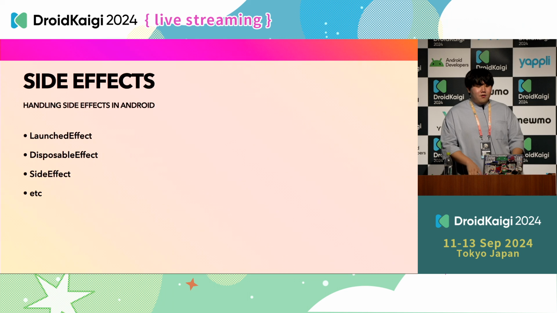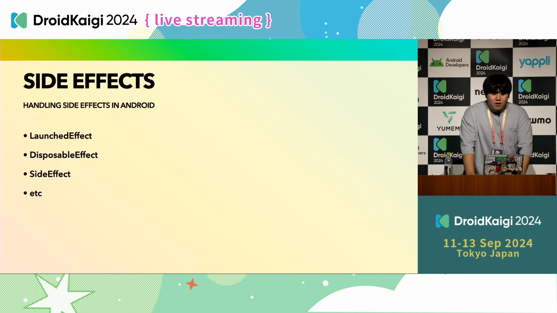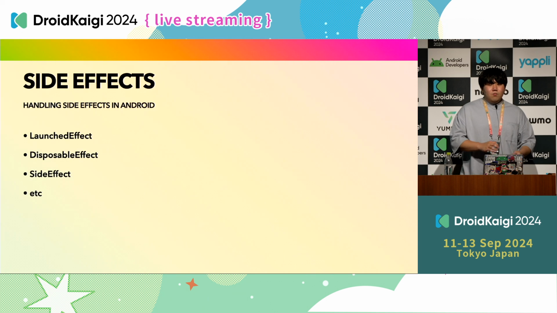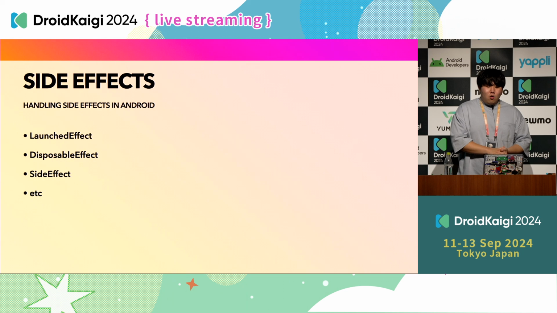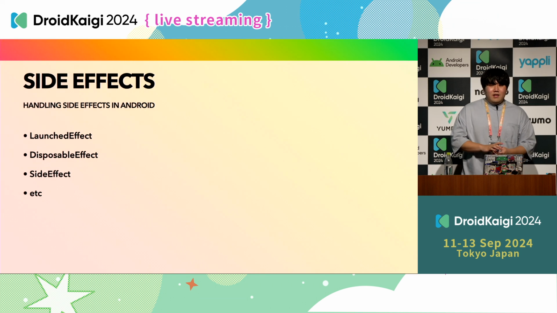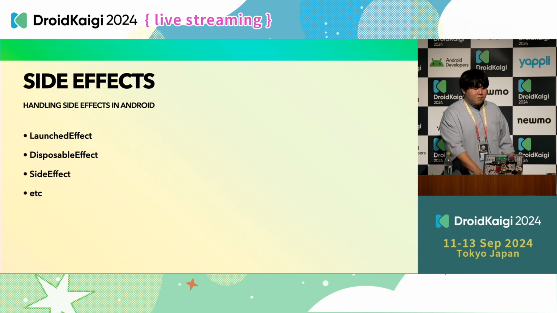Now, we've covered the essential side effect handlers in Android. Due to time constraints, I couldn't introduce more, and I appreciate your understanding. There are also useful side effect handlers such as rememberCoroutineScope, produceState, etc. So I encourage you to explore them as you continue learning about declarative UI in Android.